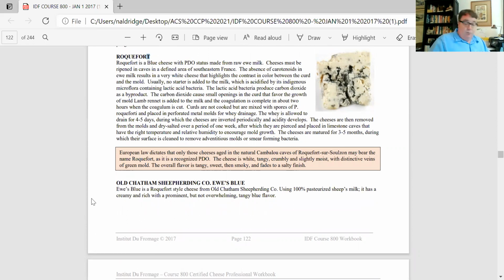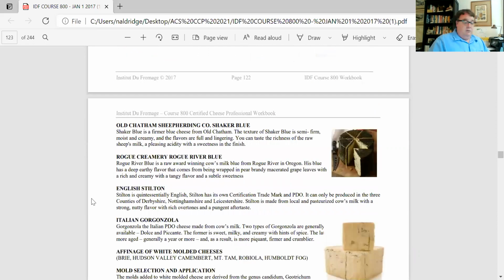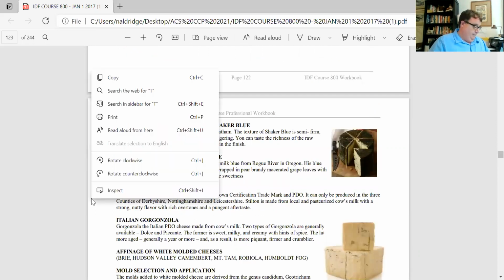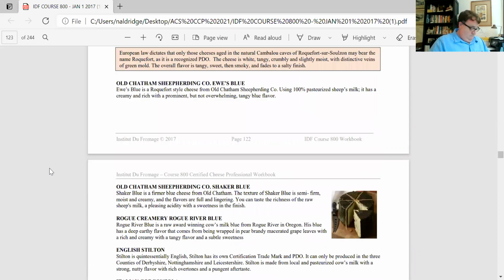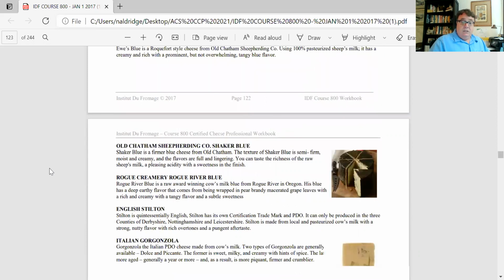All righty, the next page, 123. Okay, here, we'll keep going. This just lists a couple of other styles of American cheeses. Let's see, Old Chatham Sheepherding.